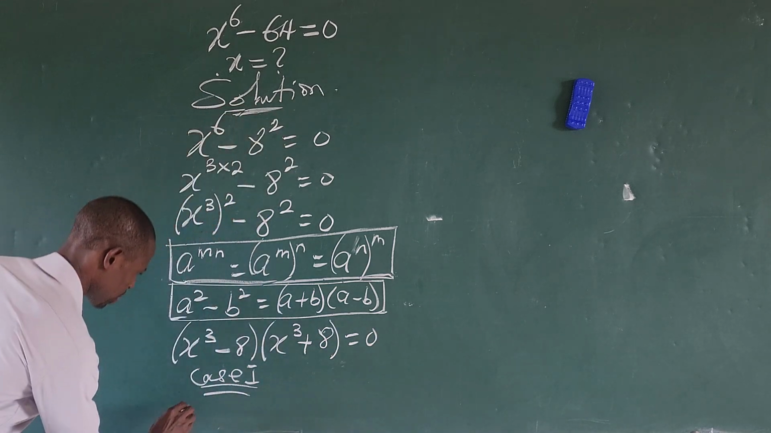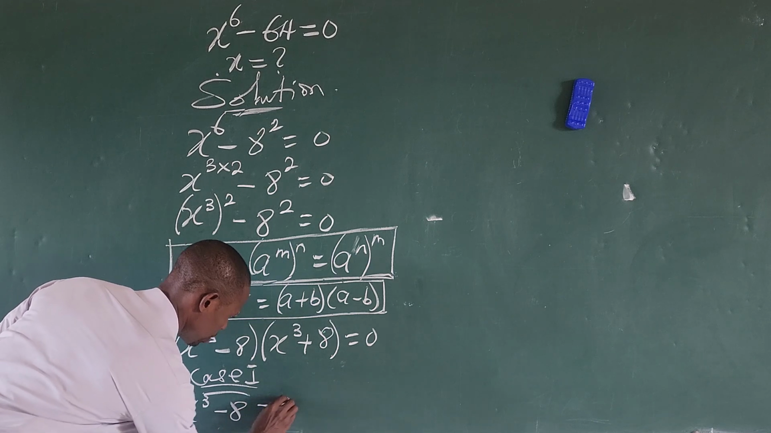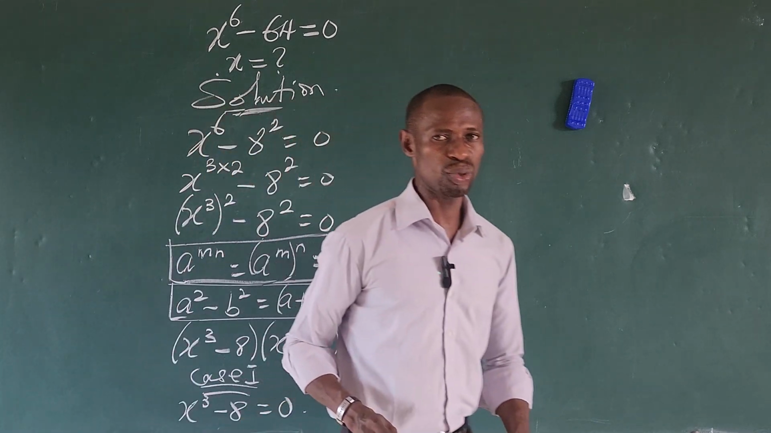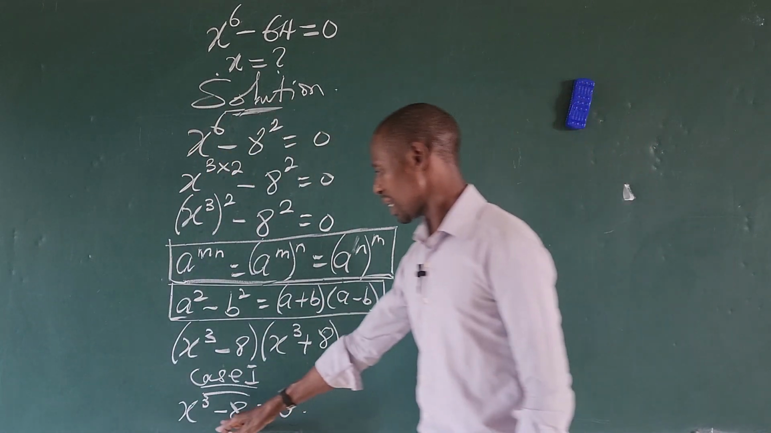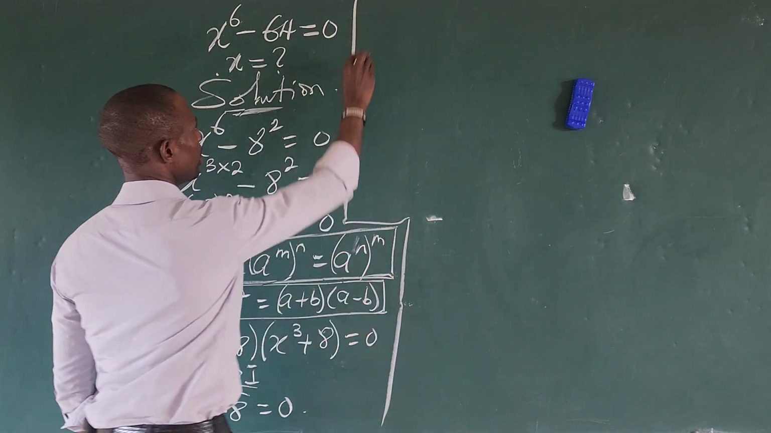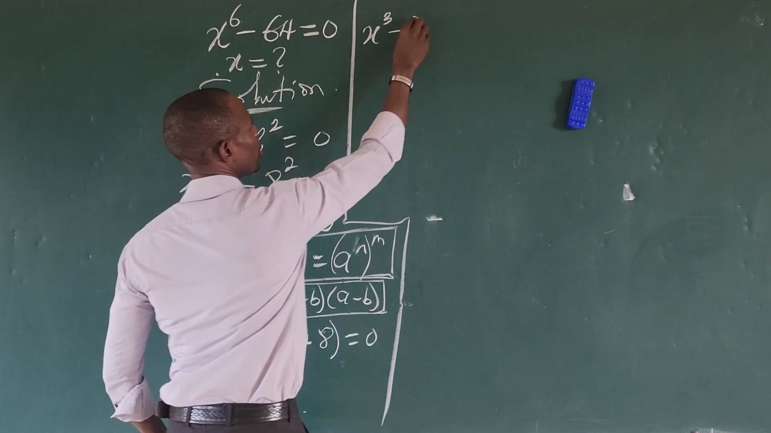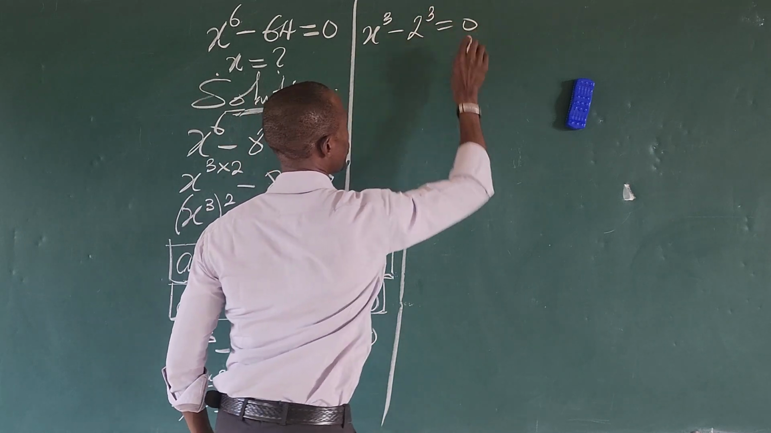So taking the first case, we have here x to the power of 3 minus 8 equal to 0. We can rewrite 8 as 2 to the power of 3. So rewriting it, we're going to have x to the power of 3 minus 2 to the power of 3. This is equal to 0.